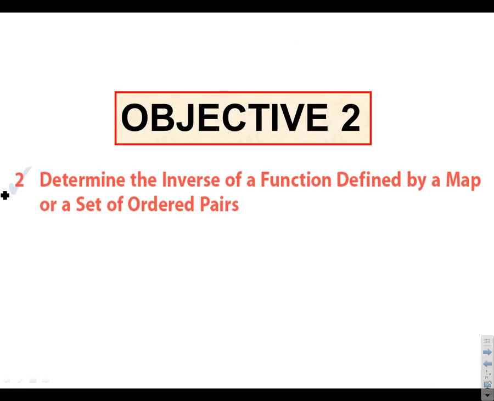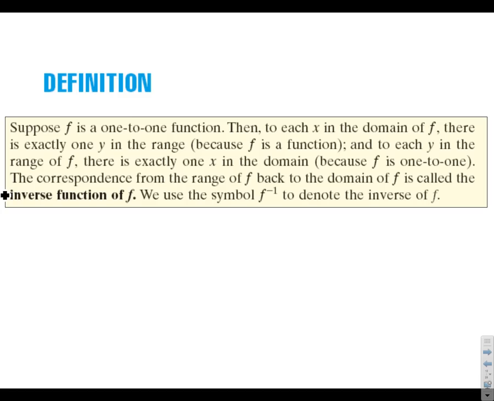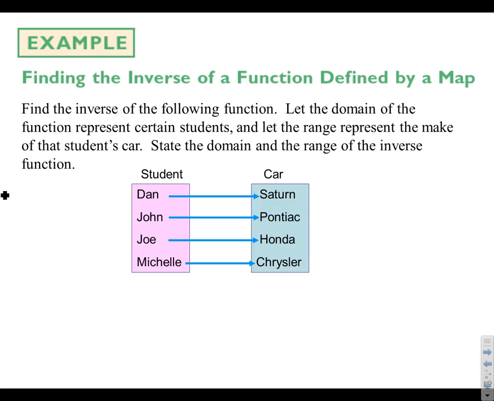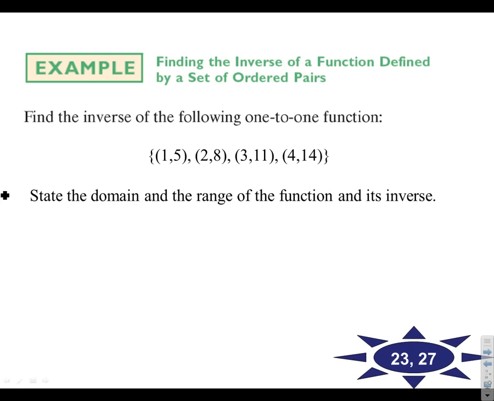All right, so let's determine the inverse of a function defined by a map or a set of ordered pairs. Every input has an output. If we do the inverse, that flips. So the domain and the range flip. So student to car goes now from car to student for the inverse. Instead of Dan getting a Saturn, now the Saturn got Dan. So we flip the direction. The inputs become the outputs. So our new function, the inverse here, would be (5, 1), (8, 2), (11, 3), and (14, 4).